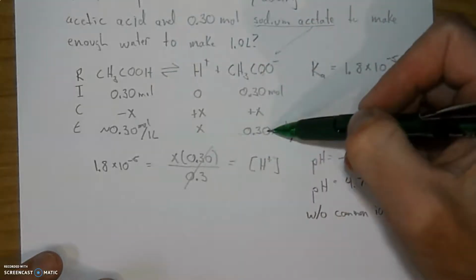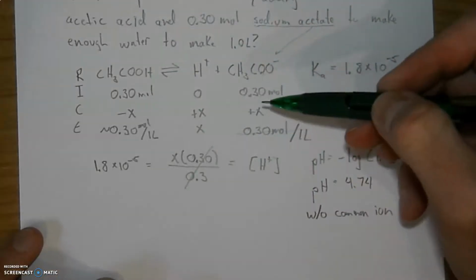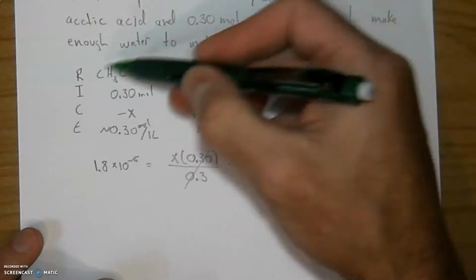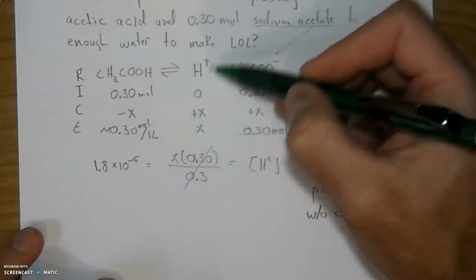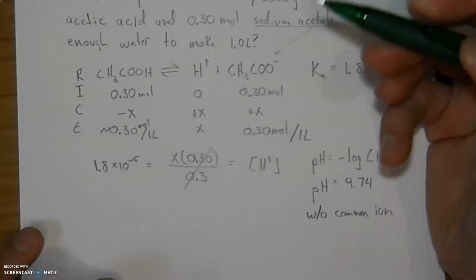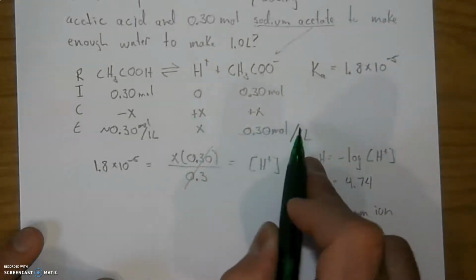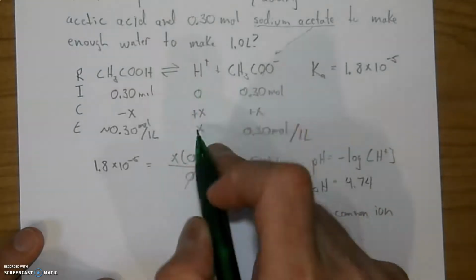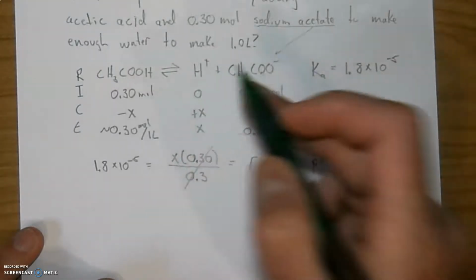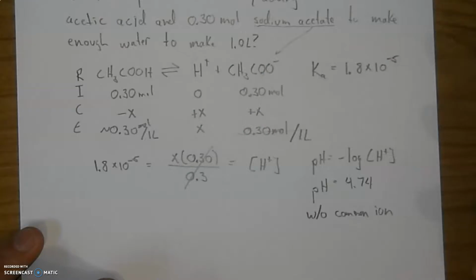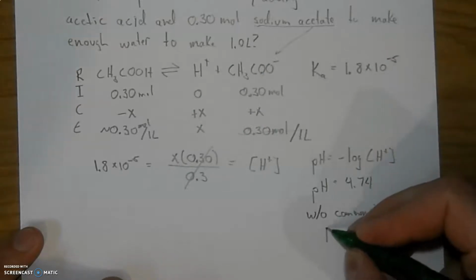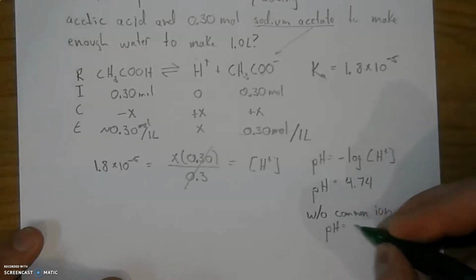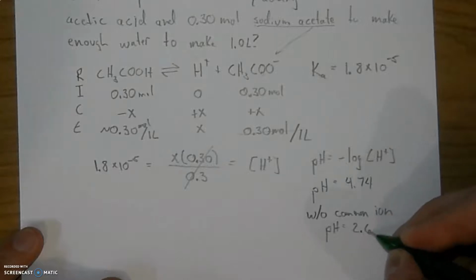By adding this, that's going to prevent this from dissociating as well. It means they're going to have less of these. So without the common ion, I take this away, it's going to be able to dissociate more and produce more hydrogens. Therefore, it should have a lower pH, and it actually is. The pH without the common ion in place is 2.64.